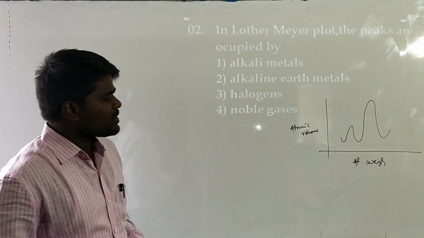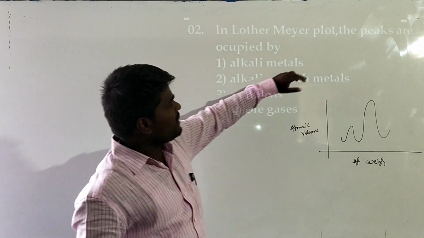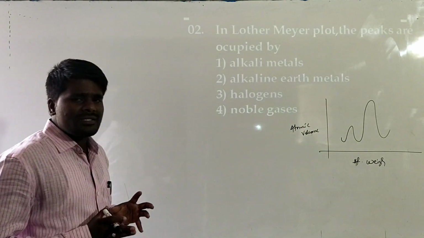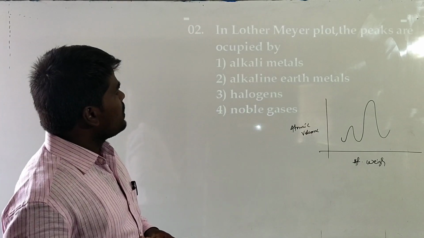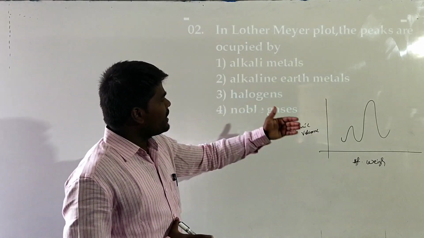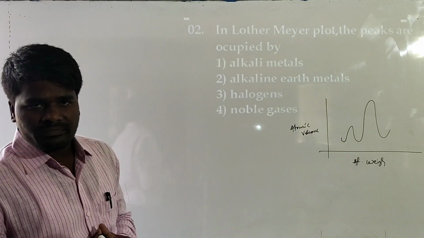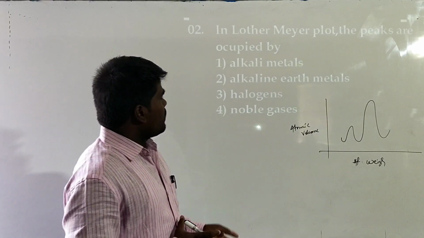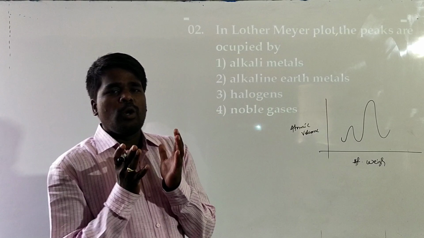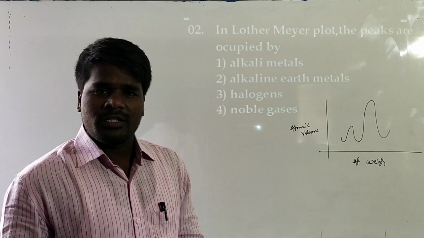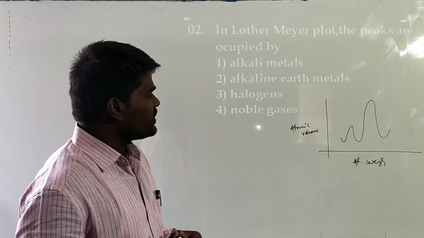In this graph, what are the main aspects? Here, he is asking which elements will occupy the peaks of the graph. Generally, the elements that have maximum atomic volume will occupy the peaks. So, among alkali metals, alkaline earth metals, halogens, noble gases, which elements would occupy the peak of the curve? By looking at the options, you can immediately eliminate the fourth option, because at the time of Lothar Meyer, these noble gases were not discovered. So you have to decide only between these three options. This is called the elimination process.